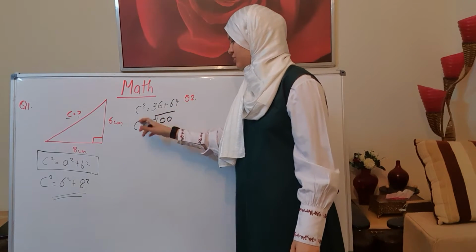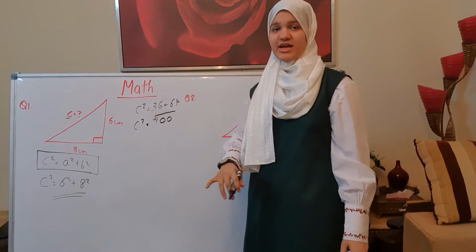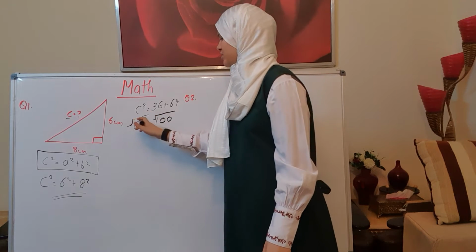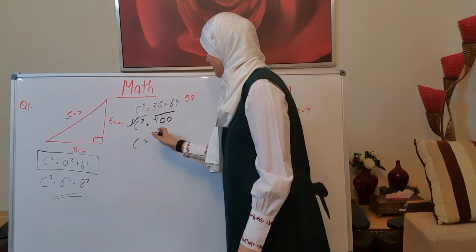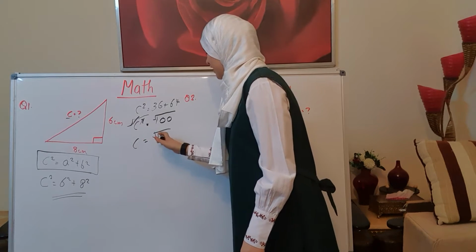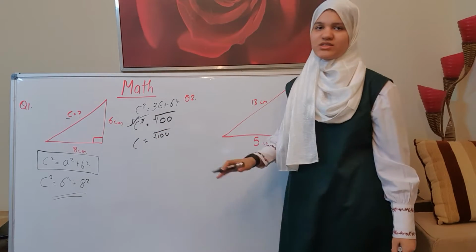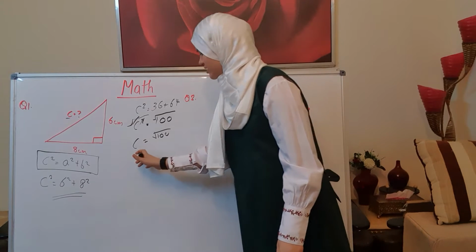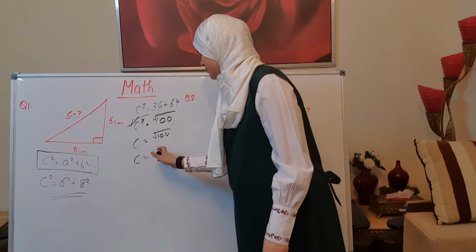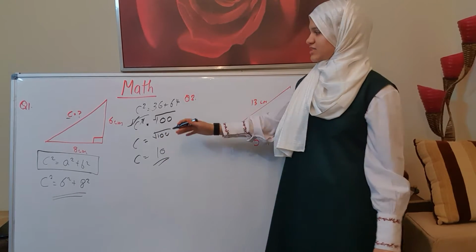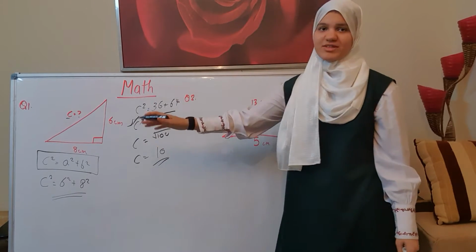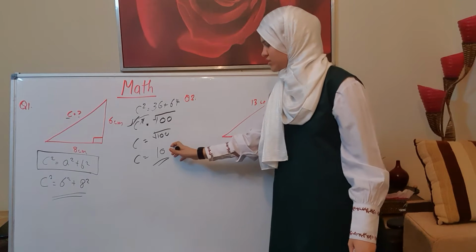After that, we take the radical of both sides to cancel the square. Then we have c is equal to radical 100. And we know that 10 times 10 is equal to 100. That means c is equal to 10. The square root of 100 is 10. This is the final answer for this question. That means c is equal to 10 centimeters.